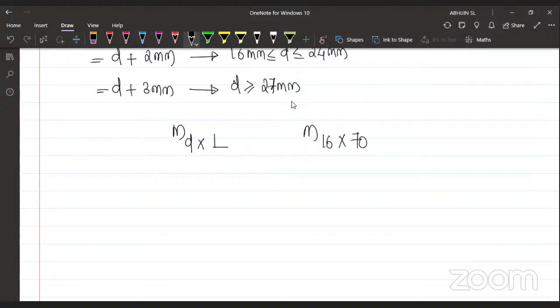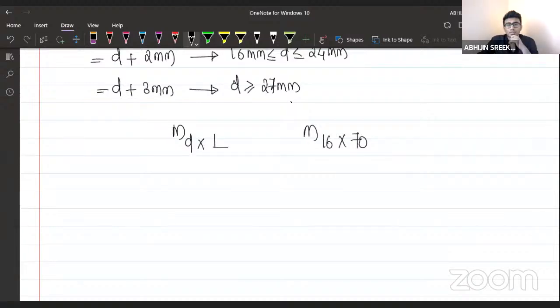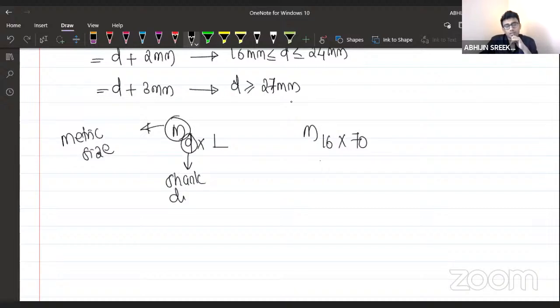What's the meaning of it? This is how we represent a bolt, M D by L. What is the meaning of this M? M represents our metric size, right? And D represents the shank diameter.